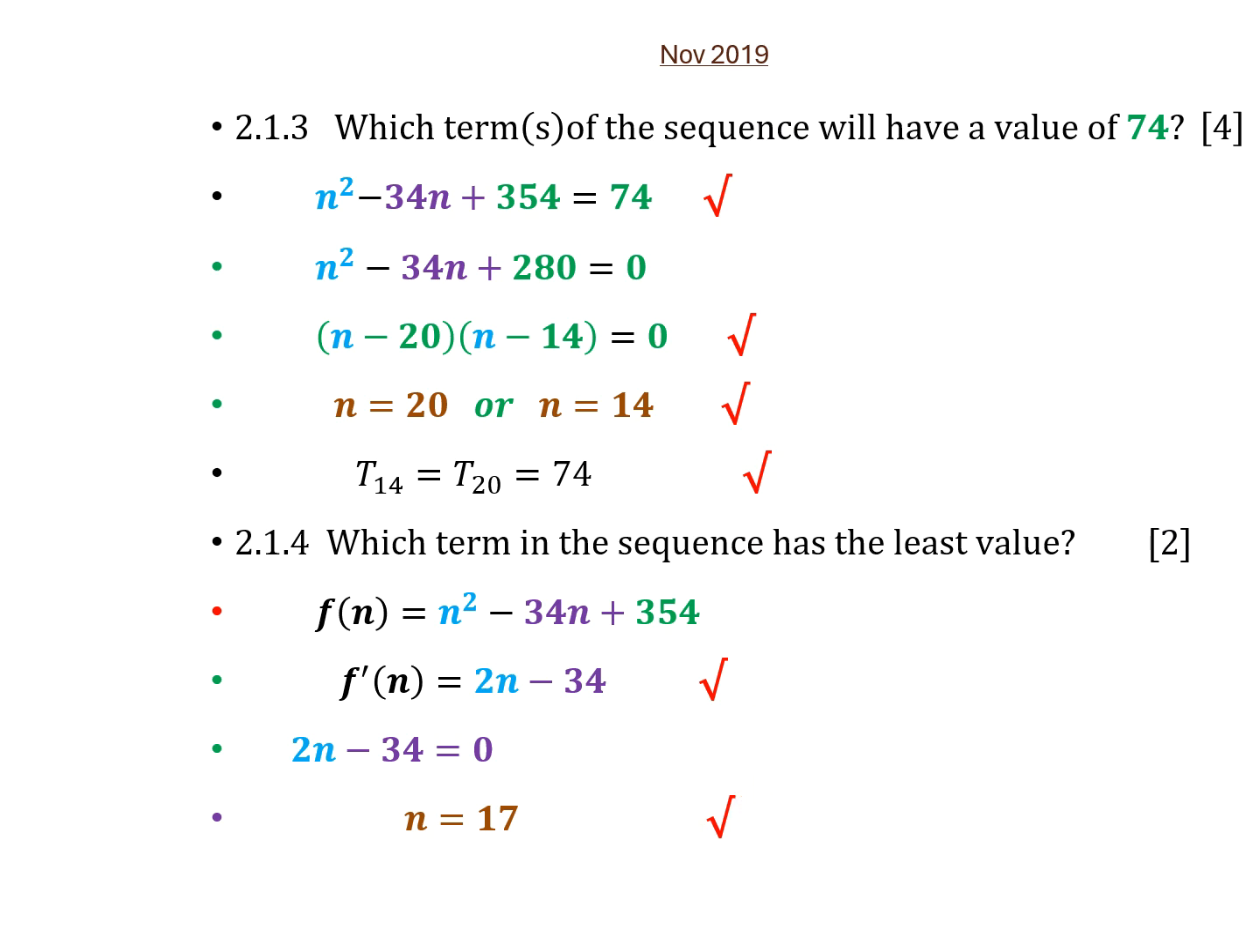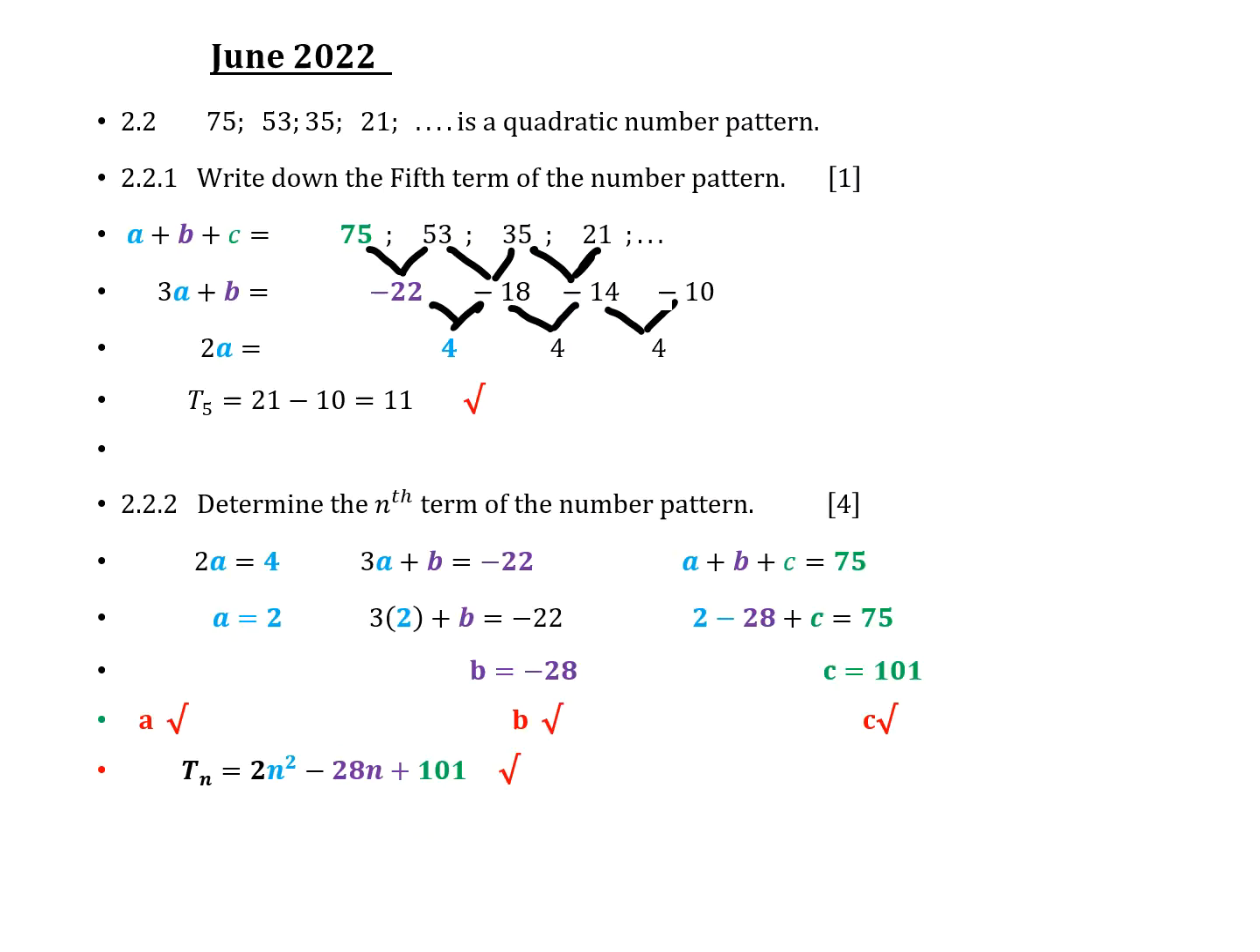Right? Let's look at the next question. 75, 53, 35, 21 is a quadratic number pattern. Write down the fifth term of the number pattern.